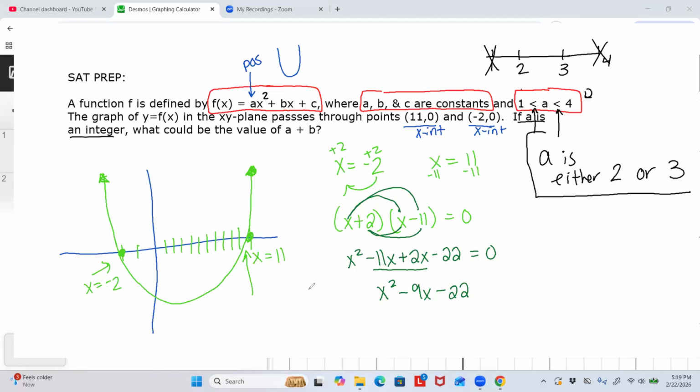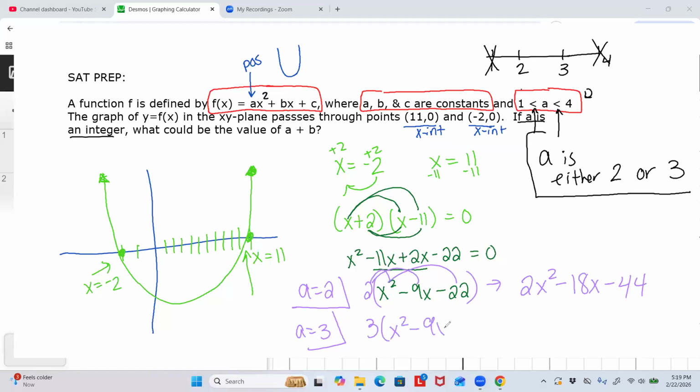If a is 2, we'd have to multiply this whole thing by 2. That would give us a function of 2x squared minus 18x minus 44. But maybe a is 3. Well, let's multiply this whole thing by 3, which would give us a function of 3x squared minus 27x minus 66. So it's one of these two purple functions. I don't think we can figure out which one it is. It's one or the other.